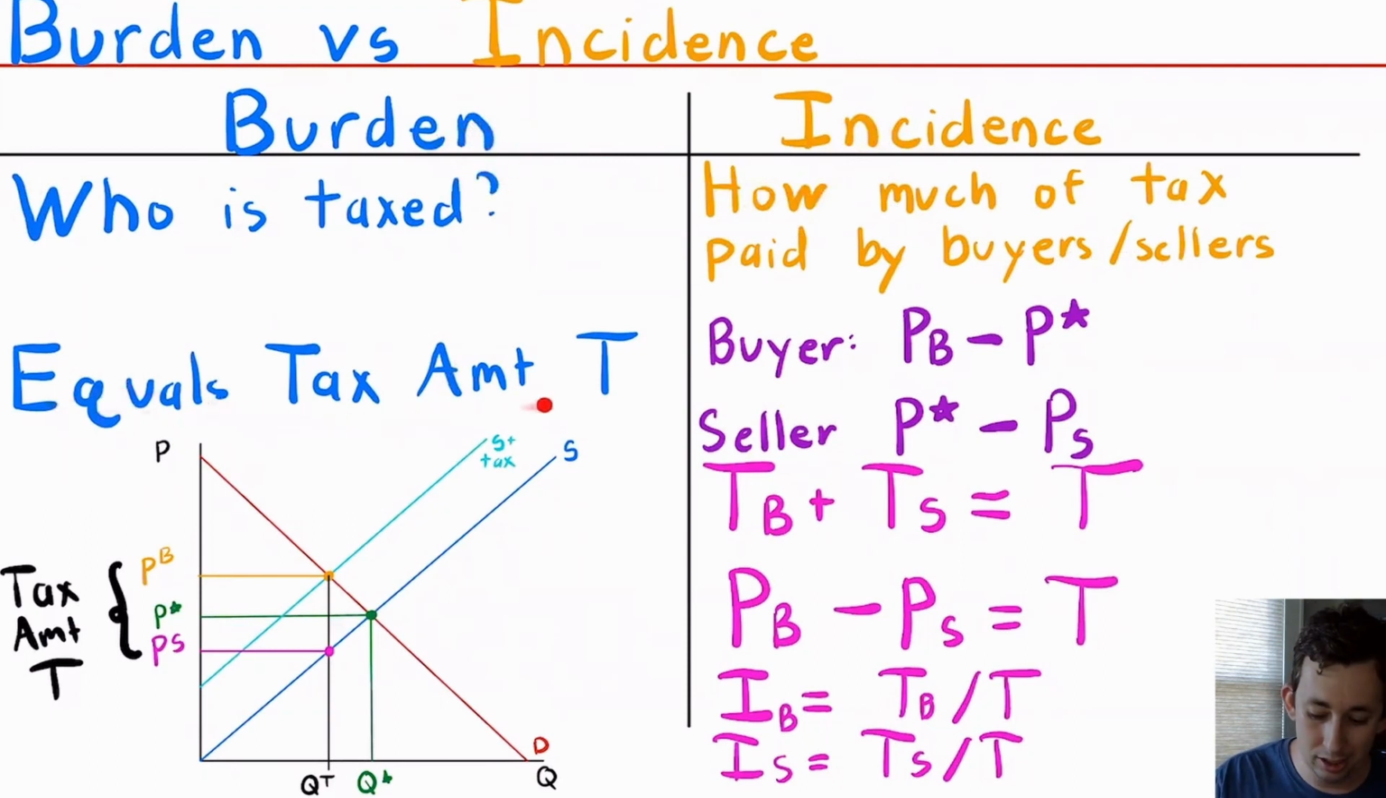Now, the burden is just equal to the tax amount T, and the incidence for the buyer is how much of the tax the buyer pays divided by the total amount of tax. Similarly, the incidence of the seller is the tax that the seller pays divided by the total amount of tax. So this is going to be a percentage, and the tax the buyers pay plus the tax the sellers pay should be equal to the total tax. As I've said before, the tax can also be found as the price the buyers pay minus the price the sellers receive, and that's the tax amount. Again, we can see that on this picture here.